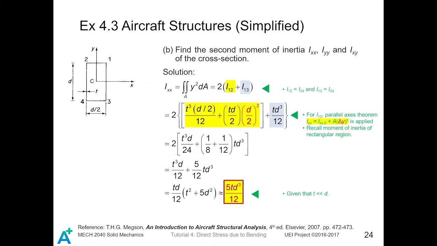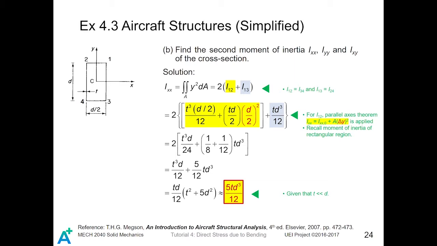Now let's find the second moments of inertia, Ixx, Iyy, and Ixy of the cross-section. For Ixx, it is the integral of y squared dA over the entire region A. It is 2 times I12 plus I13, because I12 equals I34 and I13 equals I24.